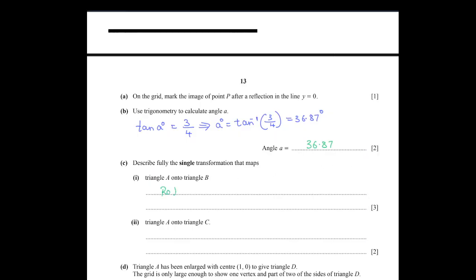Rotation, 90 degrees clockwise, center of rotation is 0, 0.